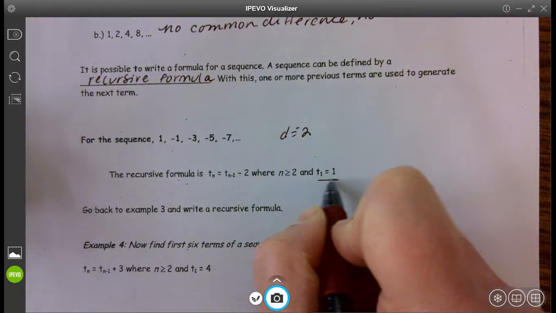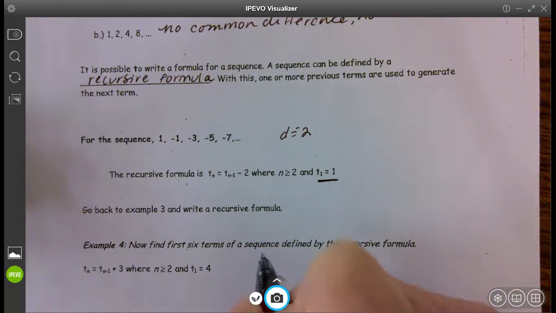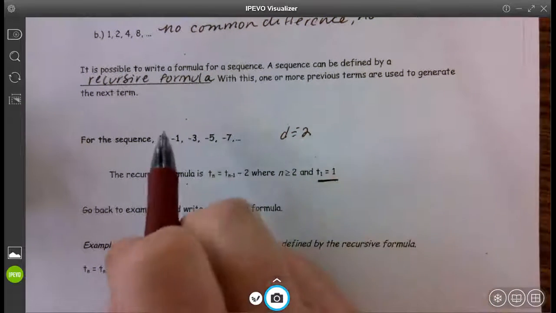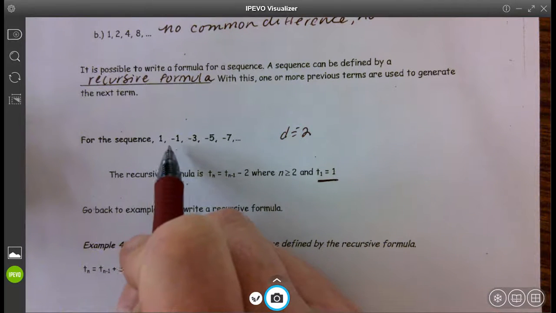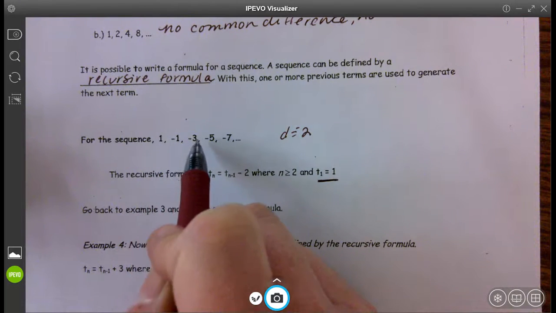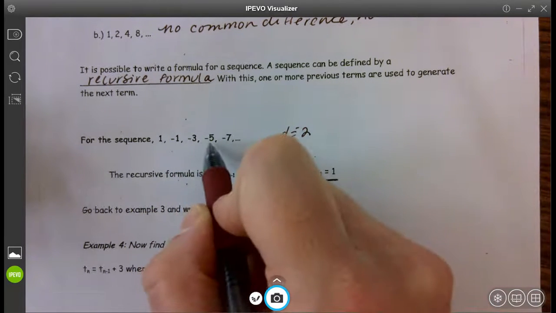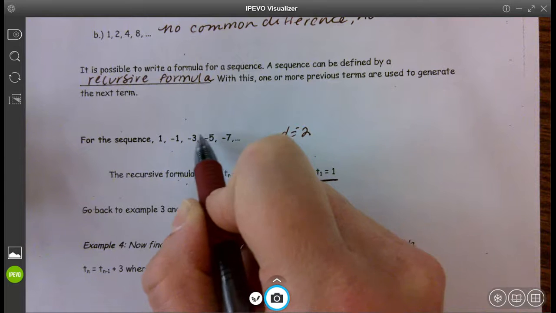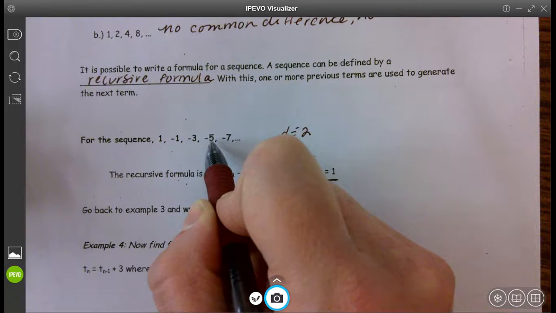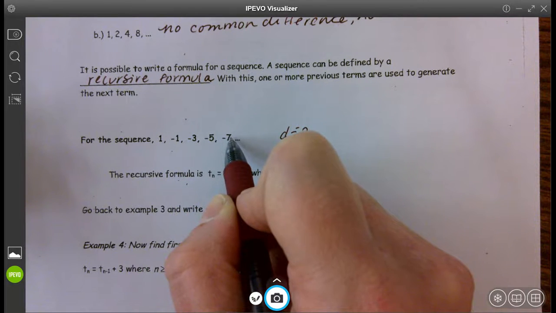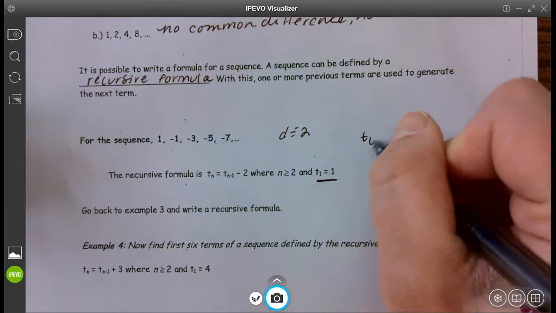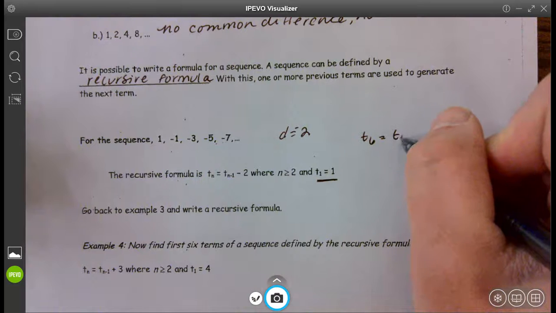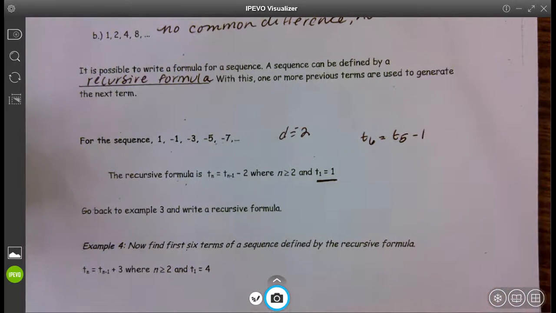Our first term was 1. So if you're trying to find term 2, you take term 1 and subtract 1. To find term 3, you take term 2 and subtract 1. To find term 4, you take term 3 and subtract 1. To find term 5, you take term 4 and subtract 1. To find term 6, you take term 5 and subtract 1.